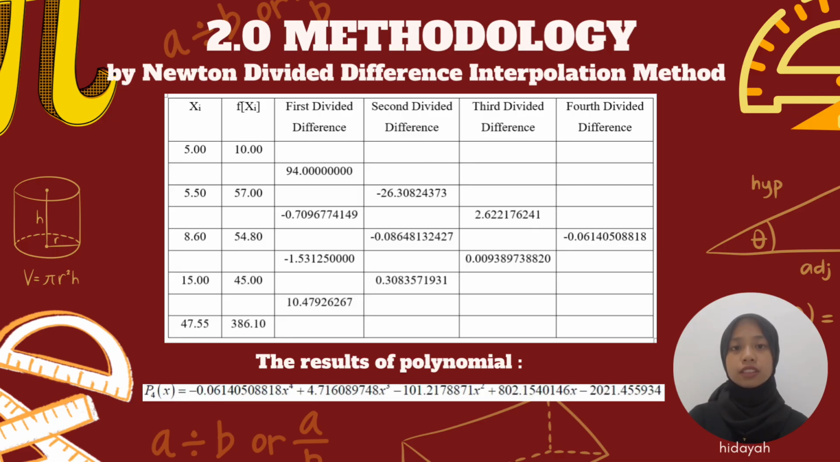These coefficients are then used to put together an interpolation polynomial that represents the relationship between harvested area and Duku production. The polynomial obtained is shown at the bottom of the slide. This equation can be used to estimate production values corresponding to different harvested areas within the data range.